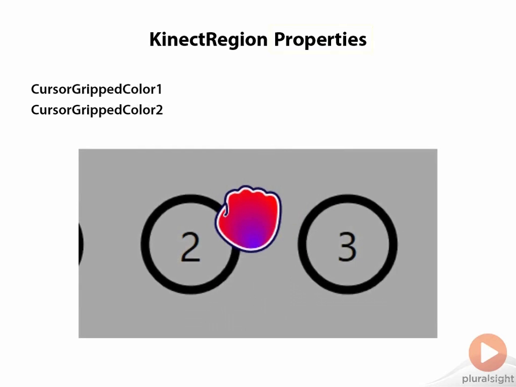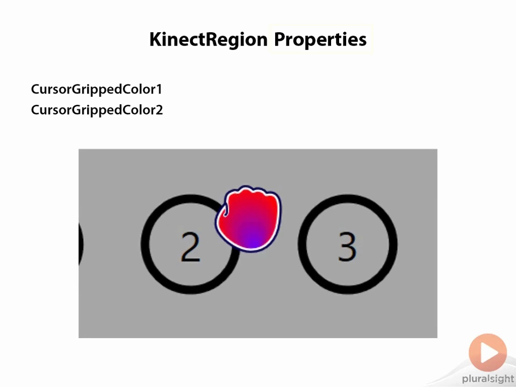The last set of color properties are the Cursor Gripped Color 1 and 2. Just like the Cursor Extended Color properties, these two define two colors of a gradient that is visible when the user grips, such as when she wants to scroll a Kinect Scroll Viewer. Changing these colors to red and blue results in a gripping cursor that looks like this.